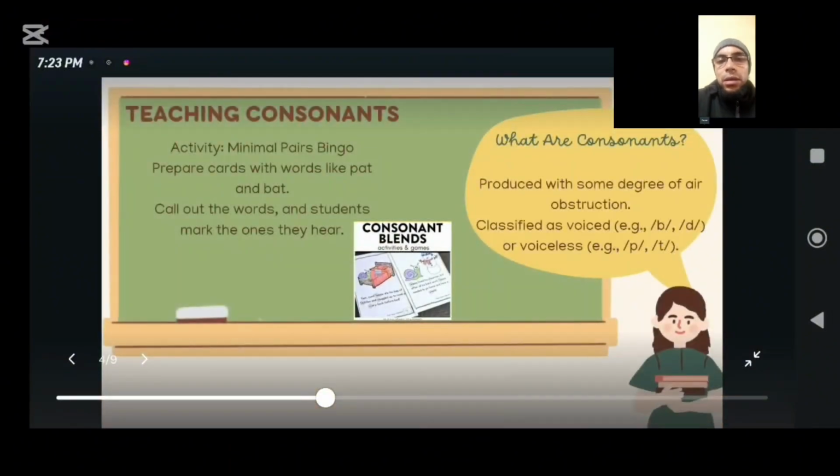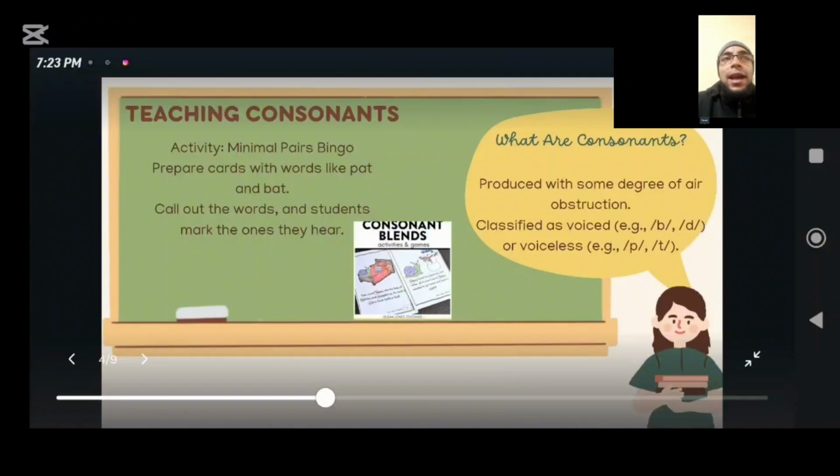Next, we have the consonants. These are produced with some level of air obstruction and can be voiced or voiceless. For instance, the B sound in bat is voiced, while the P sound in pat is voiceless. A fun activity is minimal pairs bingo. We create bingo cards with words like pat and bat and call out the words. Students mark what they hear, improving their ability to distinguish between similar sounds.